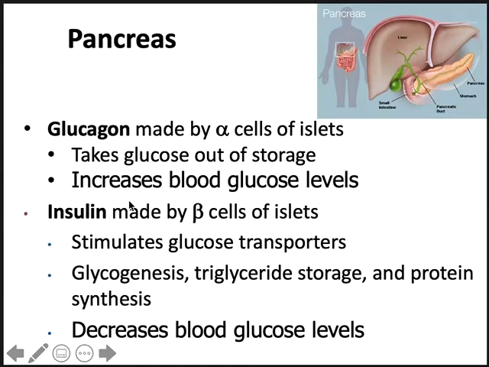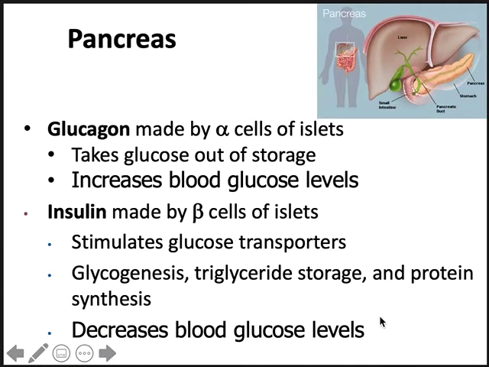On the other hand, when the body senses that you have glucose in your blood, it's going to stimulate insulin from the beta cells, and that's going to stimulate glucose transporters, and then you can take the glucose out of the blood and into your cells. And if you have more than you need at the moment, then you will make glycogen and store it up.